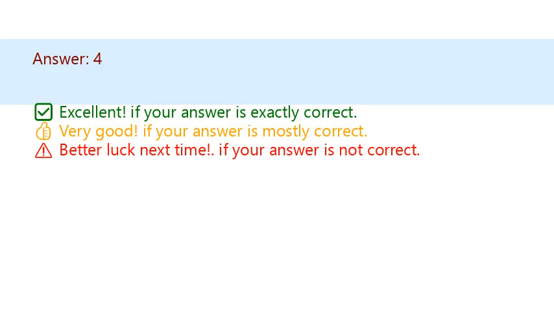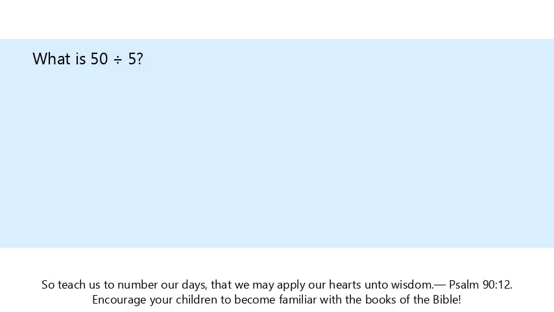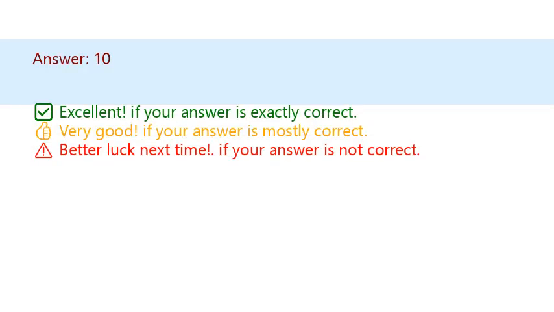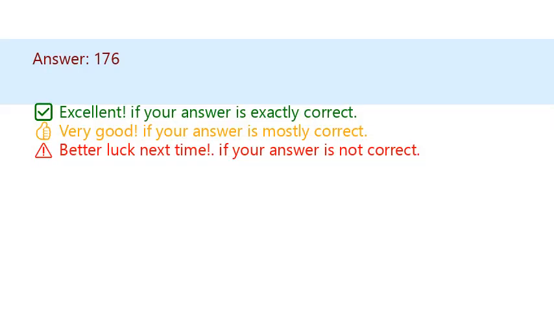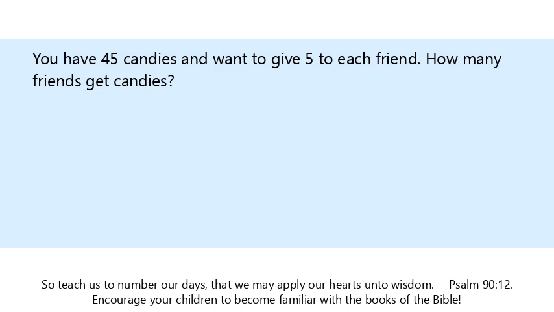Answer: 4. What is 50 divided by 5? Answer: 10. What is 44 times 4? Answer: 176. You have 45 candies and want to give 5 to each friend. How many friends get candies?